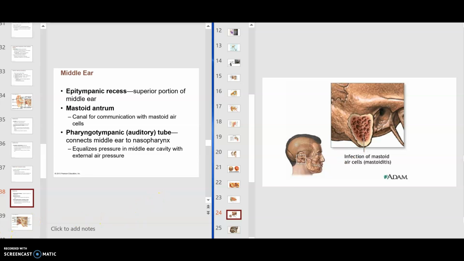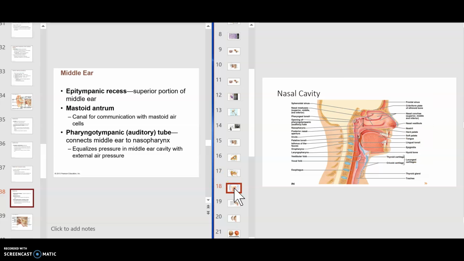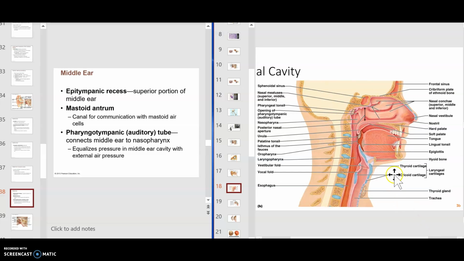Okay. Now another area in this middle ear is what we call the Eustachian tube. It goes by different names: the pharyngeal tympanic tube. This leads from the middle ear to this opening right here, in that nasopharynx. And what it does is equilibrate the pressure in the middle ear.